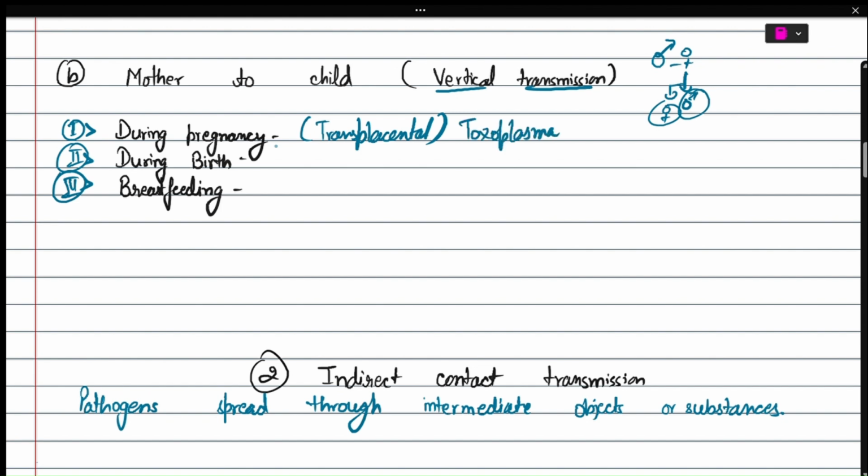Toxoplasma gondii. Right? This pathogen can pass from mother to the offspring, right? And after that we have cytomegalovirus, then Treponema pallidum, which causes syphilis. I'm writing here syphilis due to the lack of space. I have not given any extra line for it. So syphilis can also transmit from mother to children.